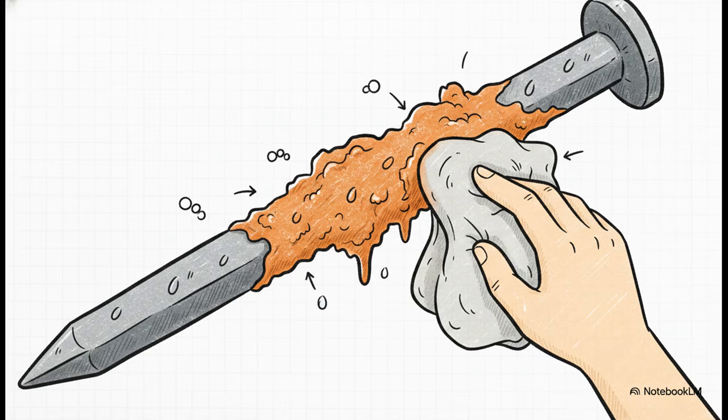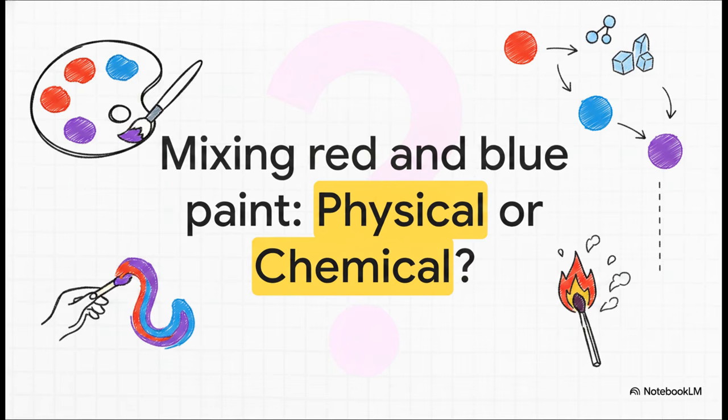We have two massive clues: a very noticeable color change from shiny gray to reddish brown, and a brand new solid has literally formed. That flaky texture is rust, a completely new substance born from the iron reacting with water and oxygen. You definitely can't just wipe that rust off and expect to easily get your original iron back. All right, final question for our quiz.